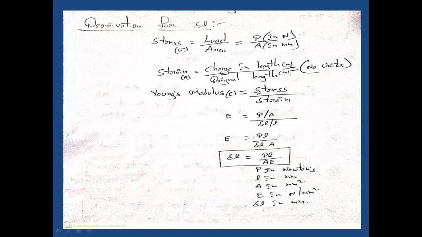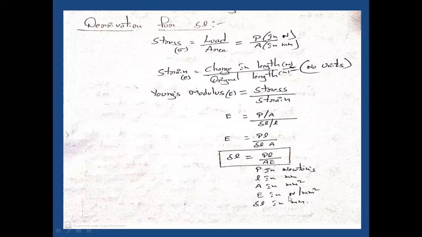Then Young's modulus is equal to stress by strain. Stress is nothing but the load by area, so it is P by A, and the strain is nothing but the change in length by original length. By simplification, PL by delta L into A, then we bring delta L to the left side. The entire formula will be delta L is equal to PL by AE.